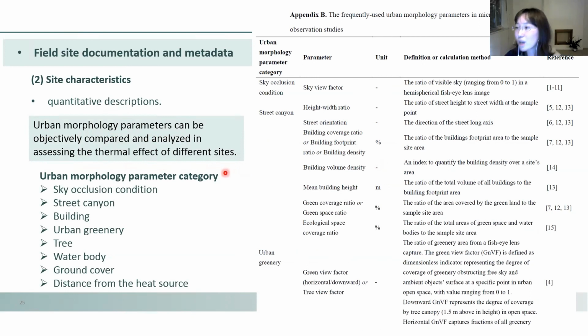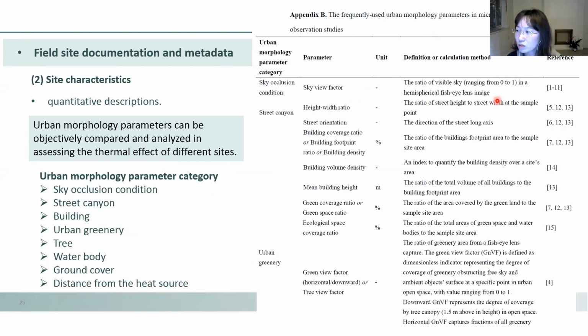And in my guideline paper, in its Appendix B, I have summarized the frequently used urban morphology parameters in microclimate field observation studies. There are several categories: the sky occlusion condition, the street canyon, the building, the urban greenery, the tree, the water, the ground cover, and distance from the heat source. You can find in this table that I list all the parameters with their definitions and calculation methods. And I really hope you find it helpful.